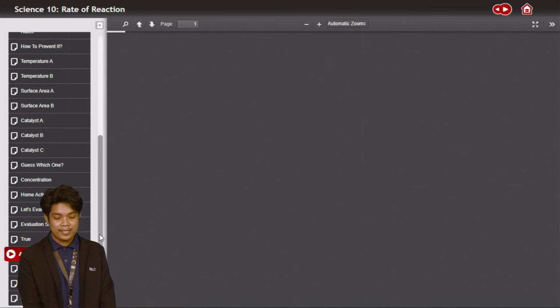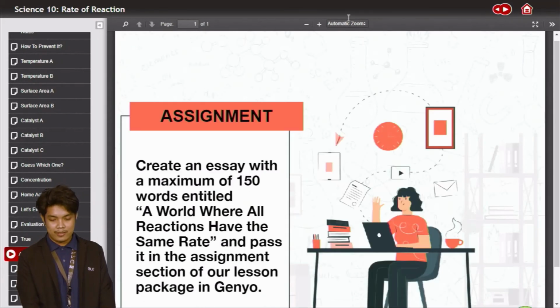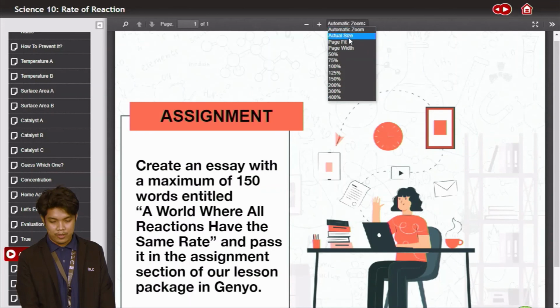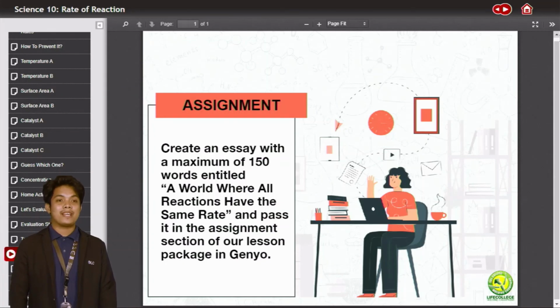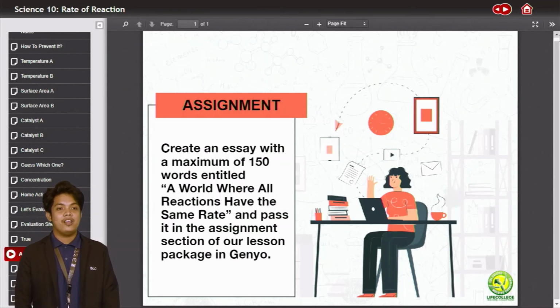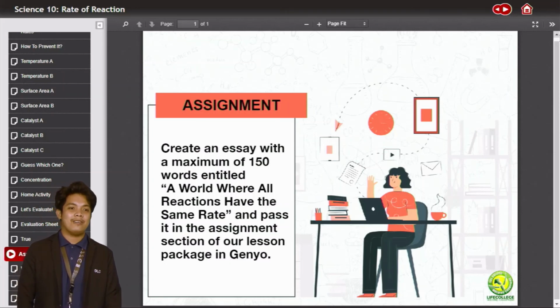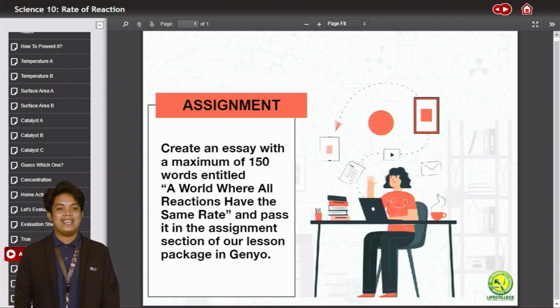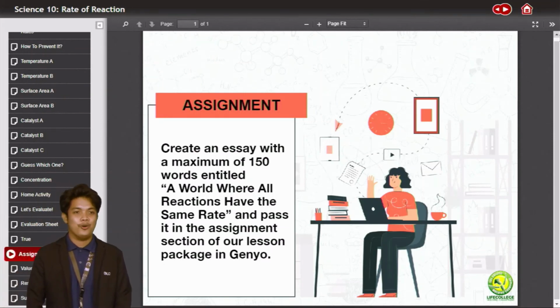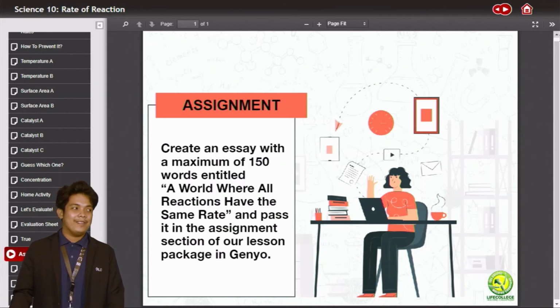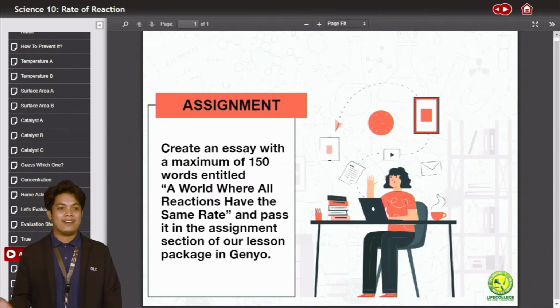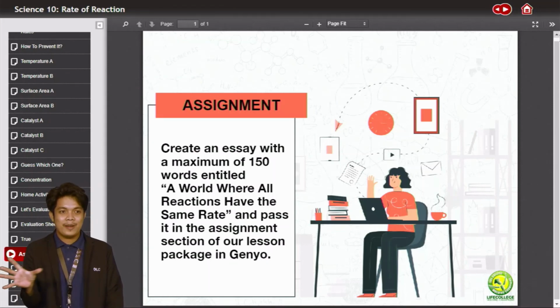For your assignment, guys, let's submit it to our learning management system, Genyo. Create an essay with a maximum of 150 words entitled "A World Where All Reactions Have the Same Rate," and pass it in the assignment section of our lesson package in Genyo. You will describe a world where all reactions like combustion, explosion, rusting, all have the same rate. So we'll picture it out and embed it in an essay form.